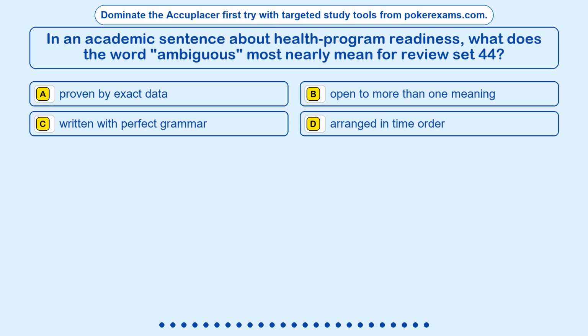Question 15. In an academic sentence about health program readiness, what does the word ambiguous most nearly mean for review set 44? Option A, proven by exact data. Option B, open to more than one meaning. Option C, written with perfect grammar. Option D, arranged in time order.